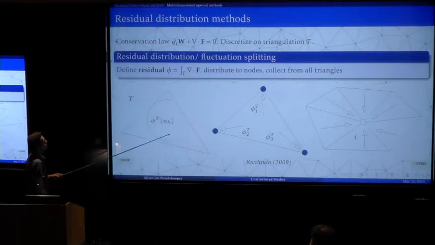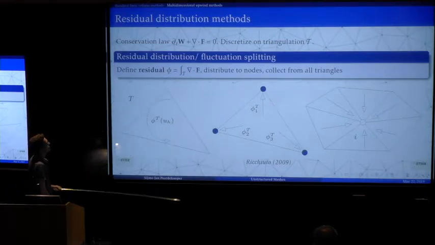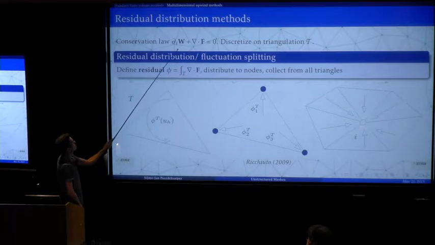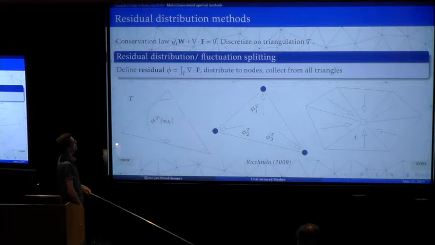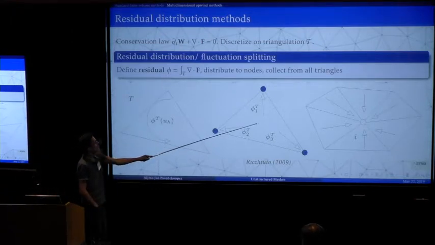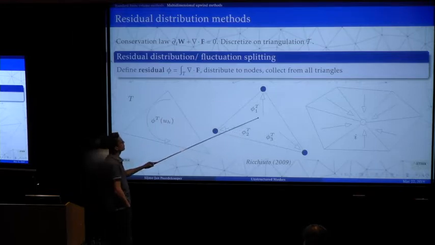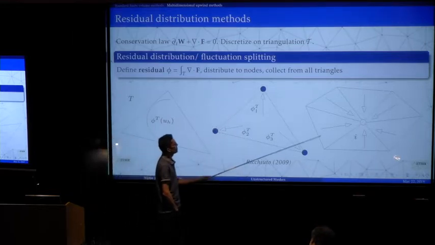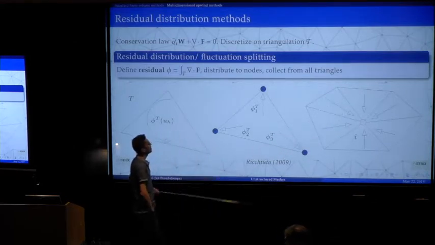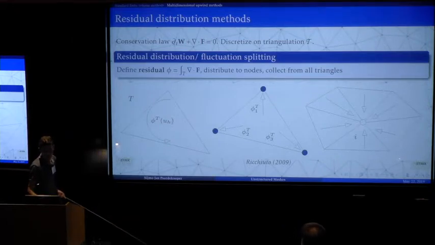So what you do is, you define a residual, which is just the integration of the divergence of the flux term. This clearly governs the time evolution of the state. So if the residual is 0, there should be no time evolution. It's all in equilibrium. But if it's non-zero, we calculate the residual, and then we distribute this to the nodes of the triangle. We do this for every triangle, and the final update is, for every node, we collect from all the triangles the residuals that were sent to this node, and that's the update of our solution.